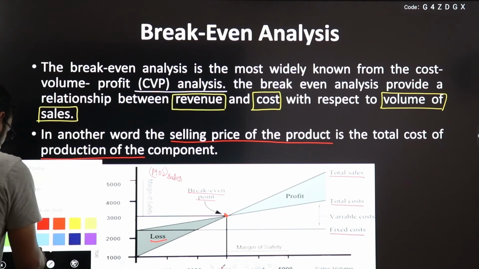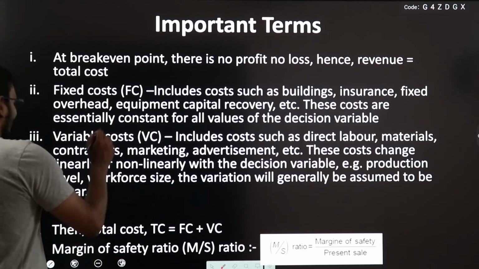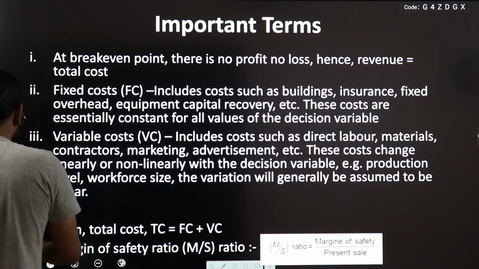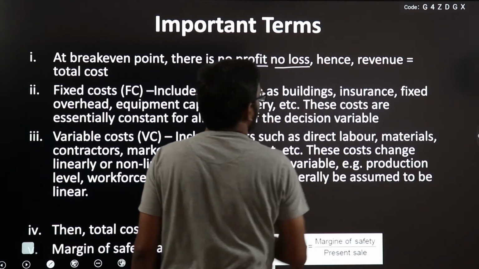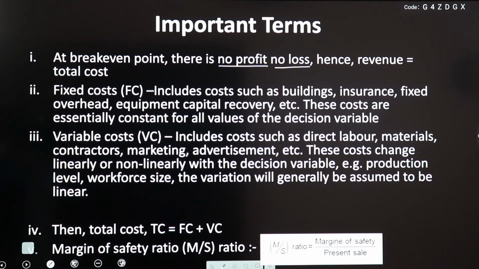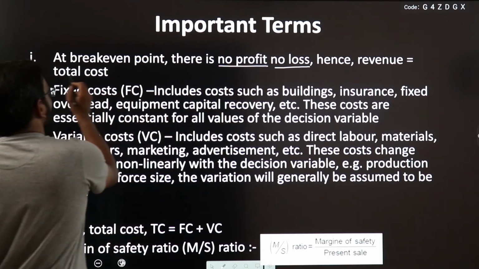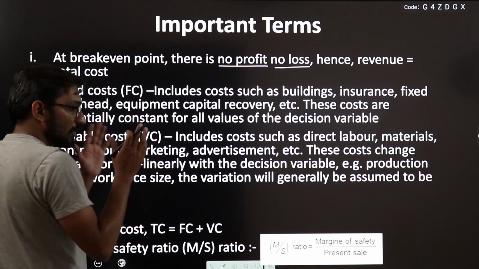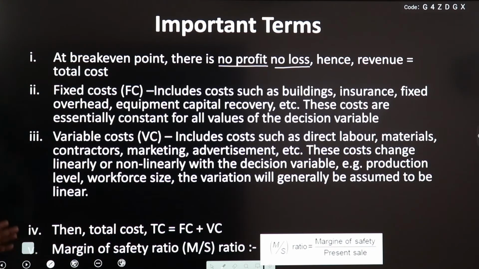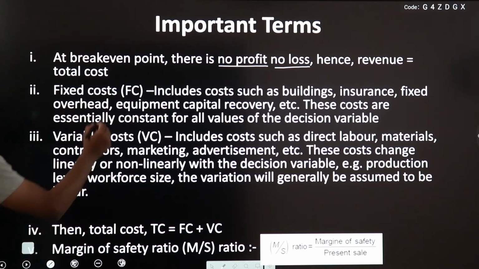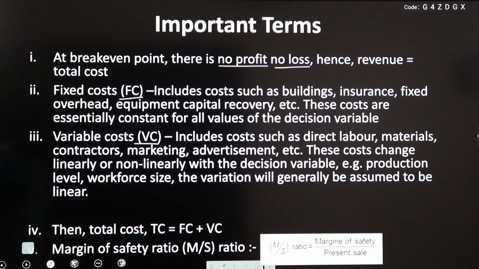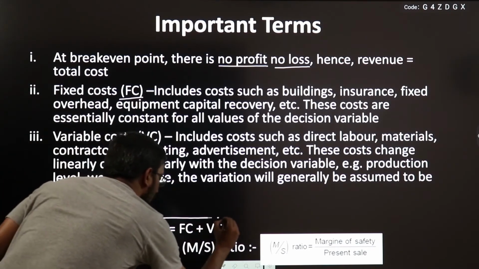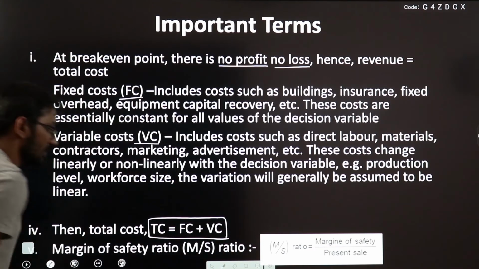So in other words, at break even point, as we already discussed, the selling price of the product will be equal to the total cost of production. At break even point there is no profit, no loss situation. Hence, at break even point, your revenue will be equal to total cost. That means the total sales will be equal to the total cost at break even point, right. We already discussed what the fixed cost is and what the variable cost is. So total cost will be equal to fixed cost plus variable cost, right.